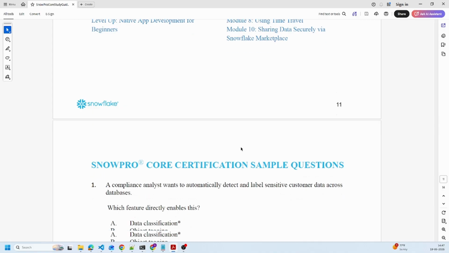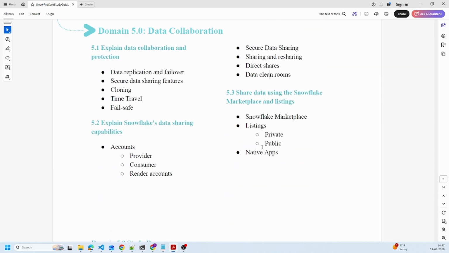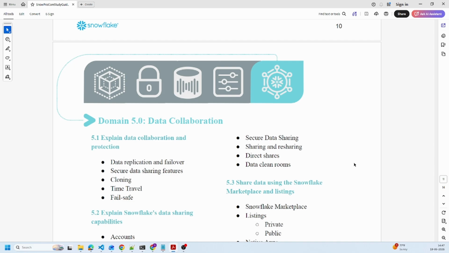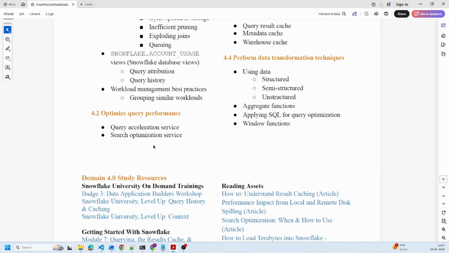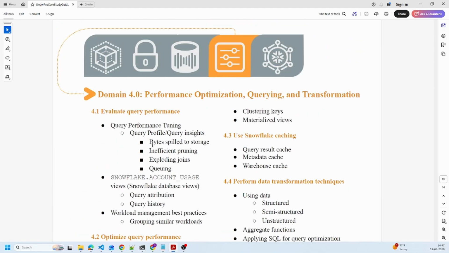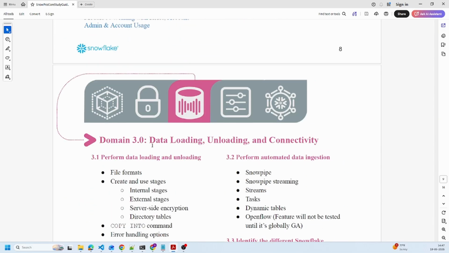Now, let's talk honestly about preparation strategy, because this is where most people either succeed or fail. Start with popular online courses on Udemy and others to build foundation. They were great for understanding terminology, basic concepts, platform navigation. But here's the truth. Those courses alone are not enough to clear the exam.